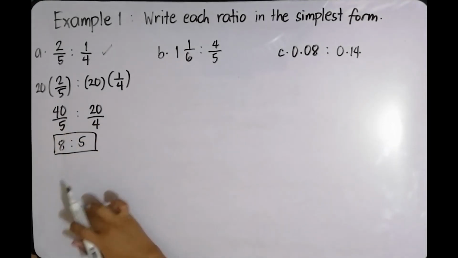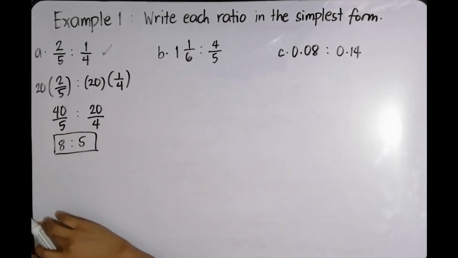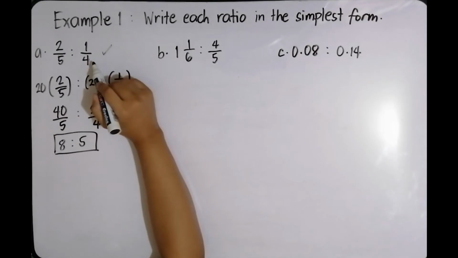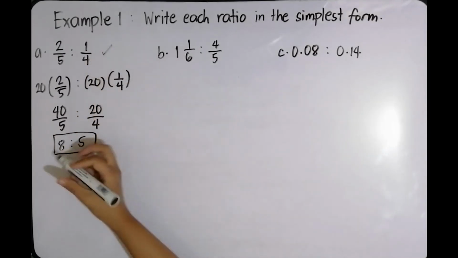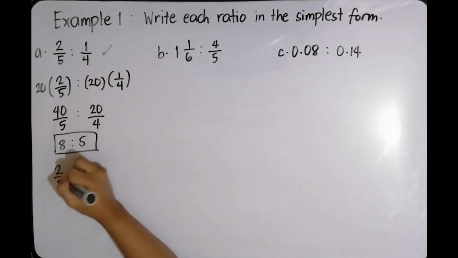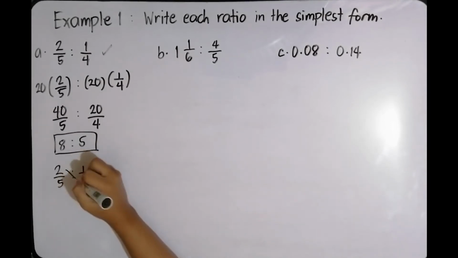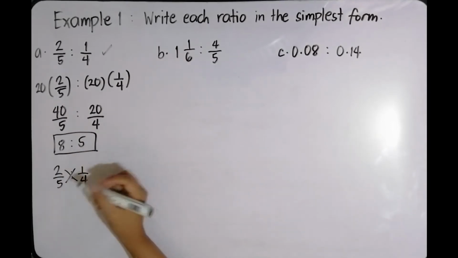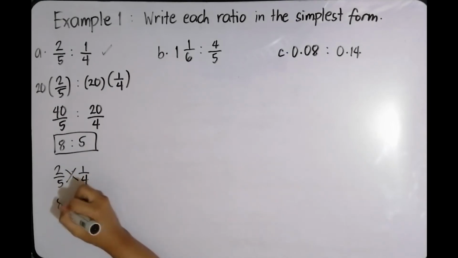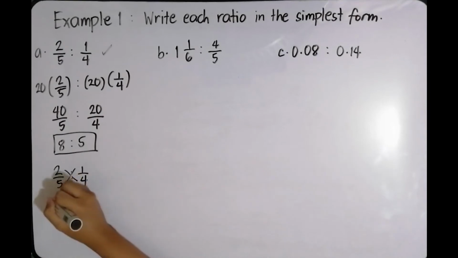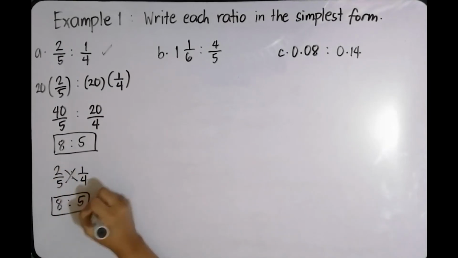There is another solution or process to get the simplest form of this ratio. Let's write 2/5 is to 1/4. We can just cross multiply these two fractions. So we have 2 times 4, that is 8, is to 5 times 1, that is 5. So we have the same answer, which is 8 is to 5.